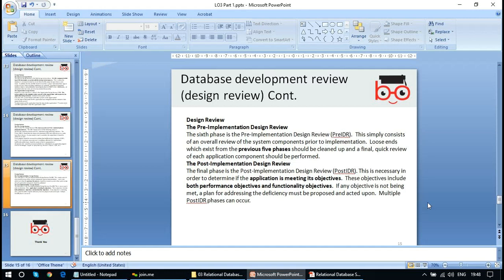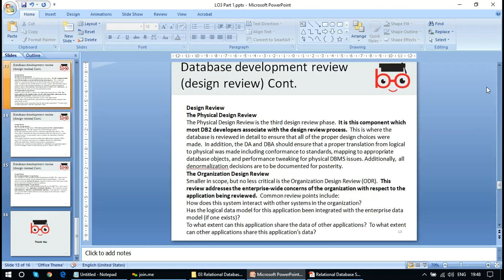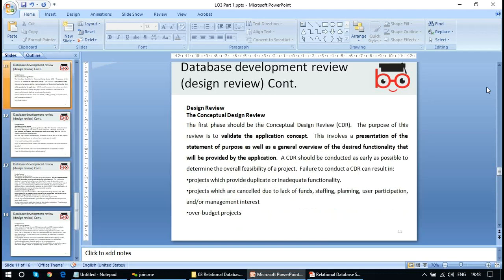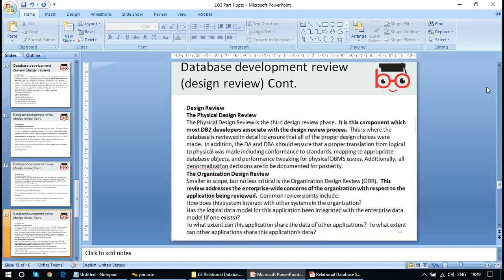So you have different ways, and you can know by testing the database. And pre-implementation are the 5 phases: the SQL review, the physical design review, organizational review, logical review, and conceptual review. Is that clear? I'm going to do some reading up on each bit, but I get the general idea. We were discussing generally, and so they are most important.